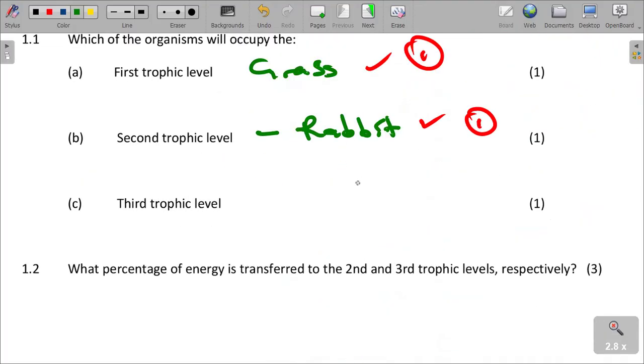So our third trophic level is a carnivore, which we can put as a fox according to the information that we are given. Also in this case, it is a what? It's a fox according to the information.